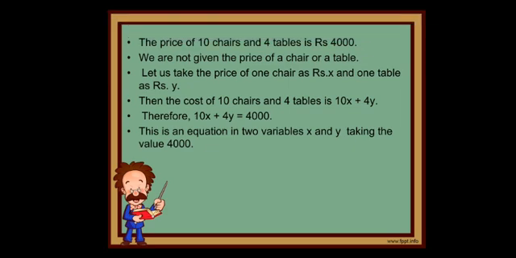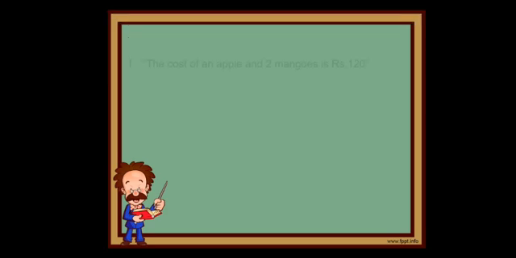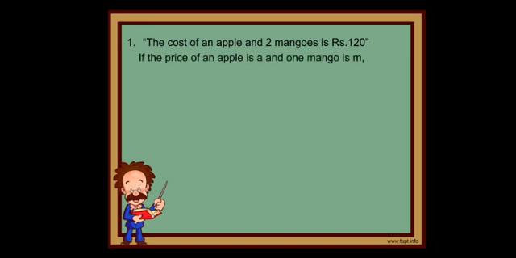Now we'll see more examples. The cost of an apple and 2 mangoes is rupees 120. We don't know the cost of an apple or the cost of a mango. So we'll take A as the cost of an apple and M as the cost of a mango. What will be the equation we'll get? The cost of 1 apple is A and the cost of 2 mangoes is 2m. So the equation will be A plus 2m is equal to 120.